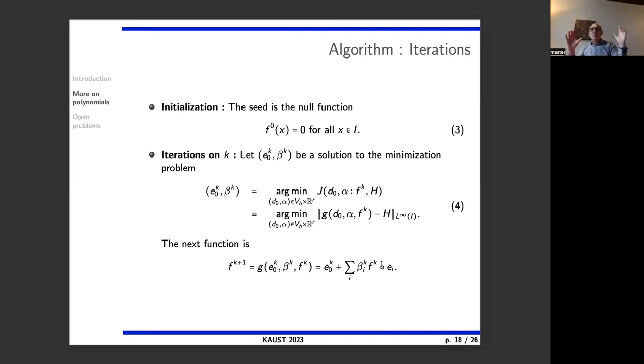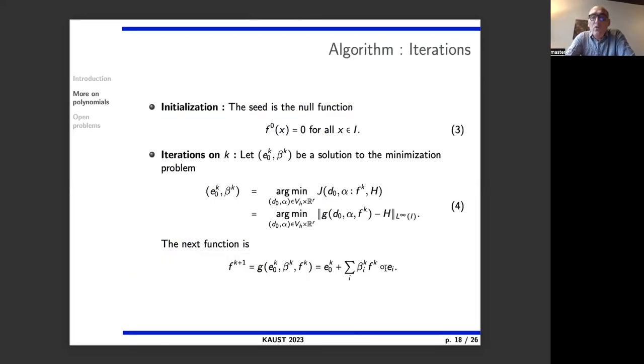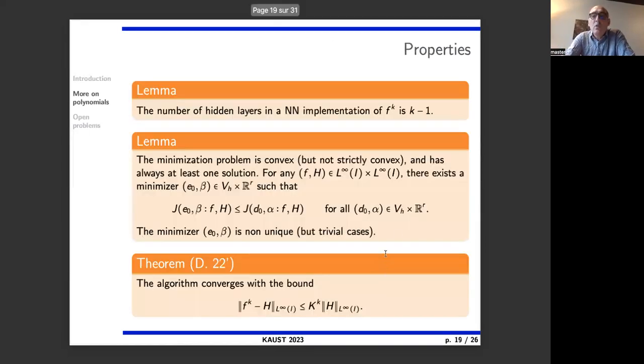So at any step of the algorithm, you do SGD. And now the summary of the properties is here. You start with a function which is 0, so you need, say, 1 layer or 0 layer to implement that. And then because you do one composition, you need one more layer at the next step. So iteration by iteration, you increase the number of layers of your neural network function.